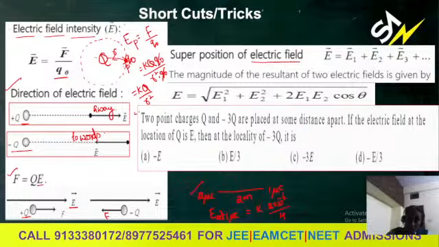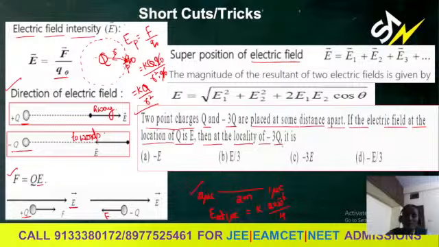Let us discuss one question, on how to give the direction of the electric field and how to give the electric field strength value at any point. There are 2 point charges, Q and minus 3Q, placed some distance apart. If the electric field at the location of Q is E, then at the location of minus 3Q it is.